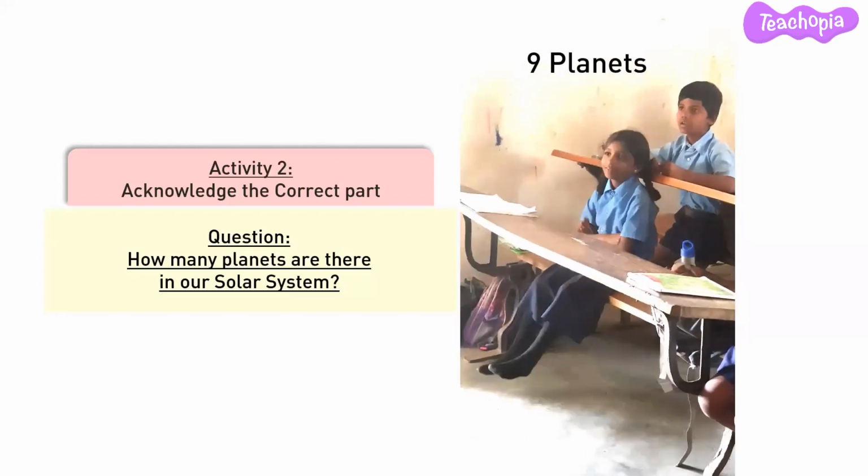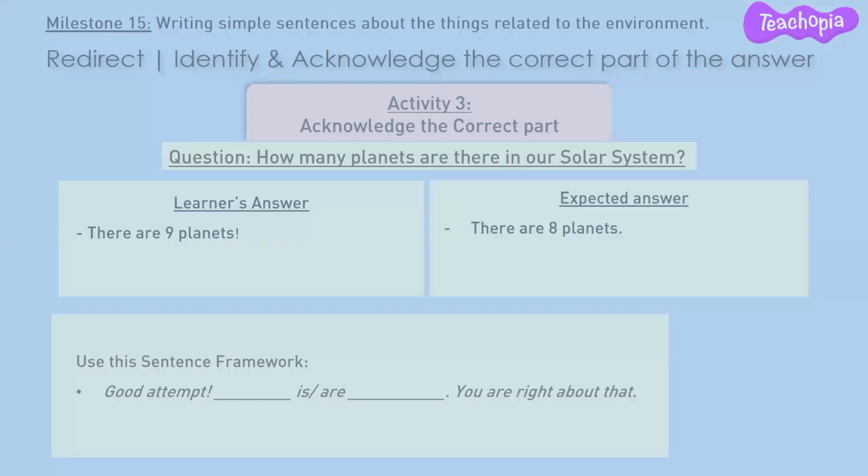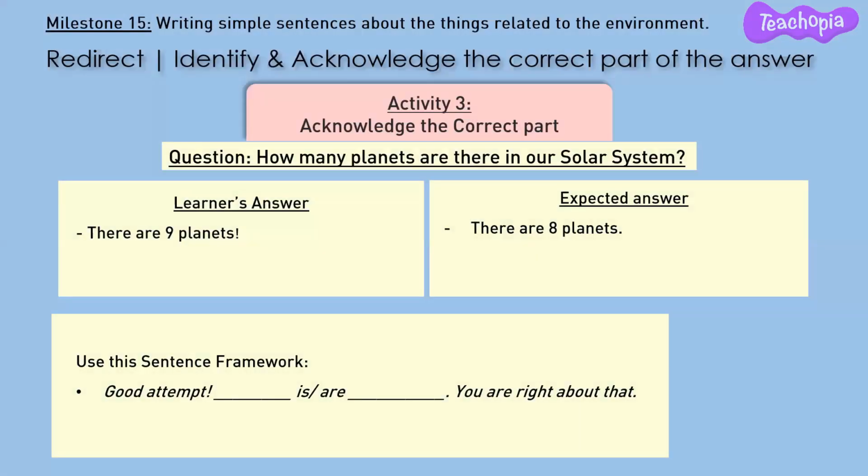So we expected the answer 8 planets, but the answer that we received was 9 planets. So teachers, we request you all to take 2 minutes of time, use the sentence framework that is displayed on the screen, and come up with a positive response that you can give to these students that you just saw on the screen.